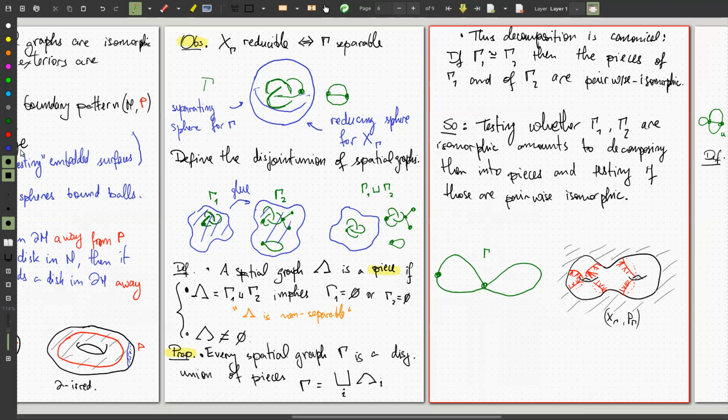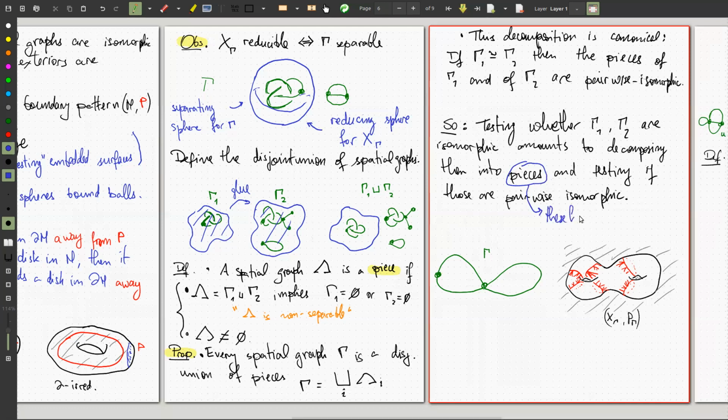And again, just to make it clear, what advantage did we gain from all of this? The thing is that these pieces have reducible exteriors. So somehow my space management is a bit off. Reducible exteriors.